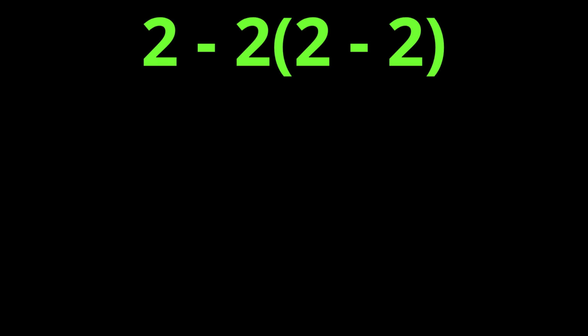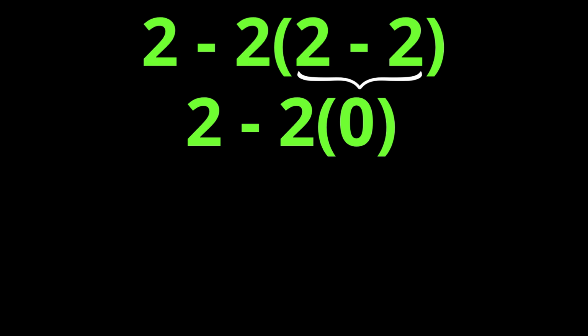2 minus 2 multiplied by (2 minus 2). According to PEMDAS, we first calculate inside the parentheses. 2 minus 2 gives us 0. Then the expression becomes 2 minus 2 multiplied by 0.